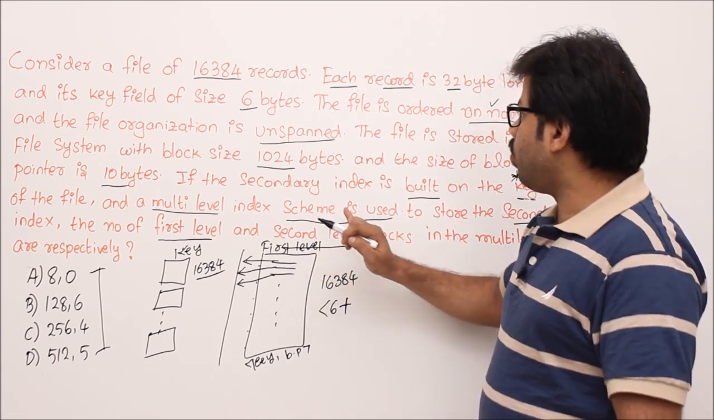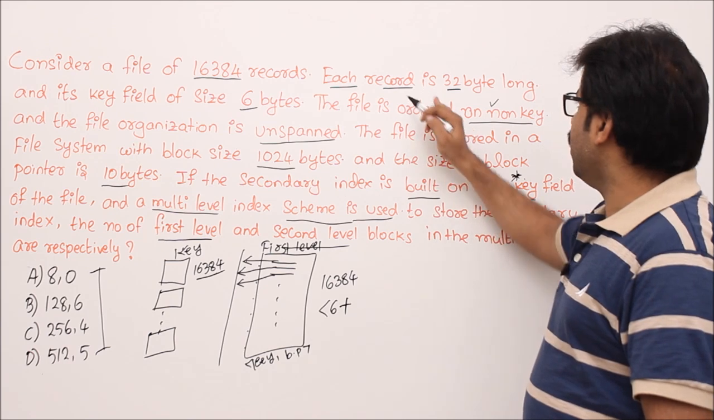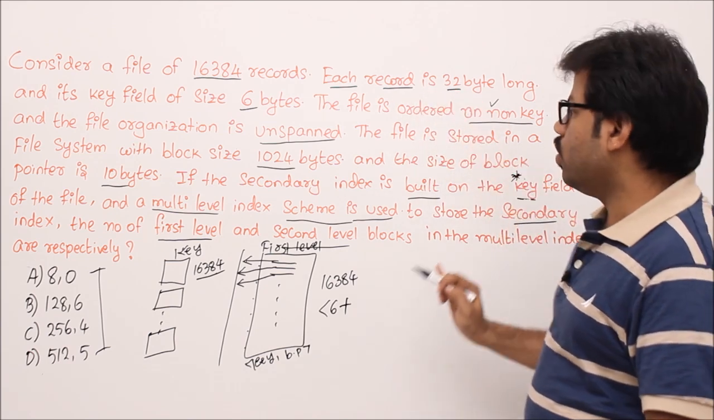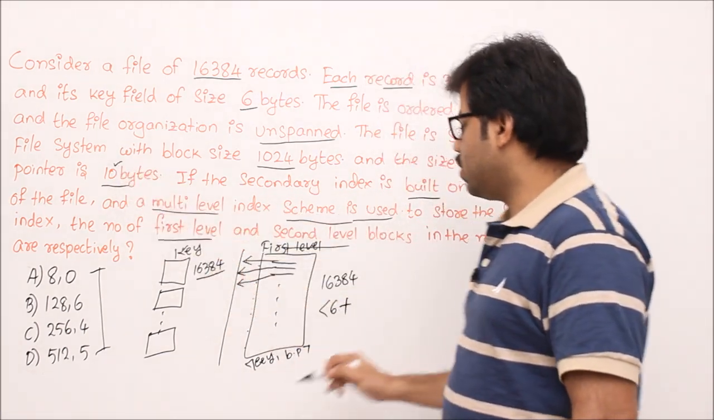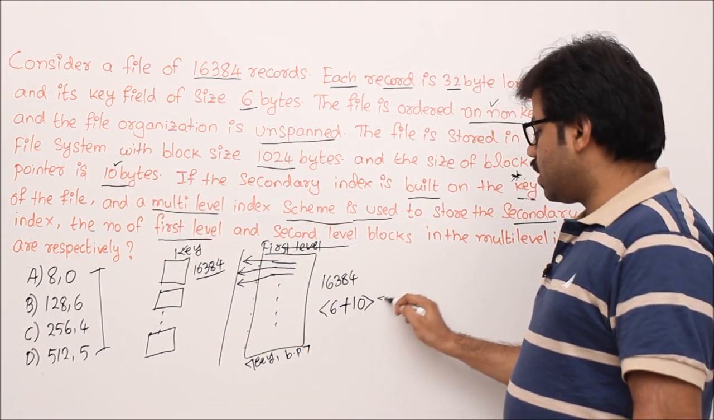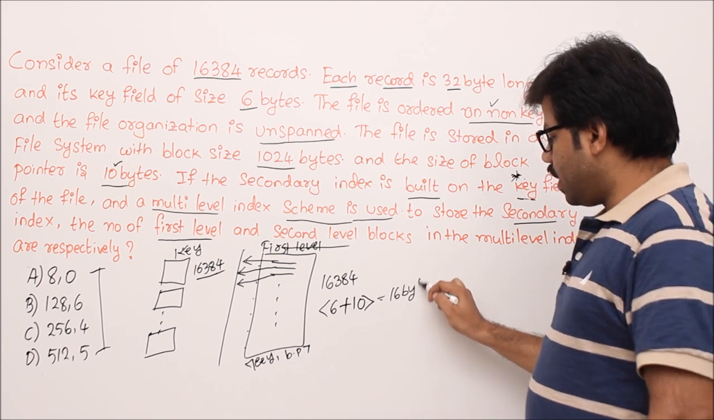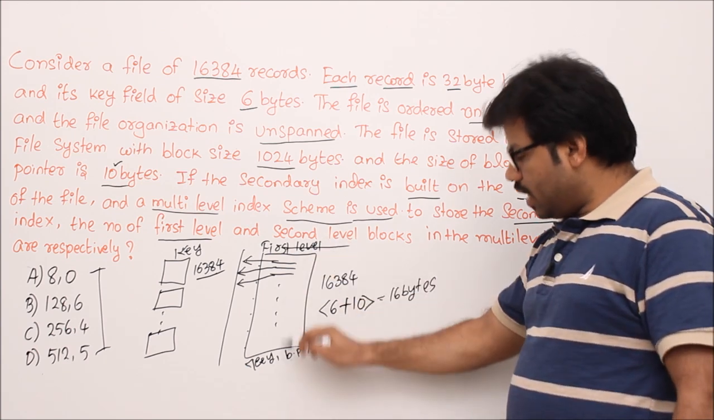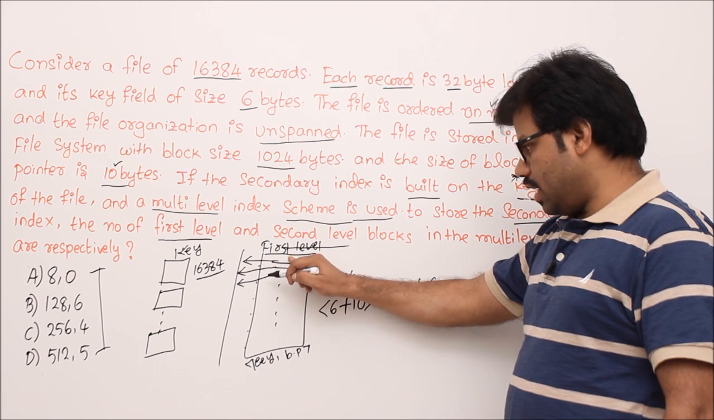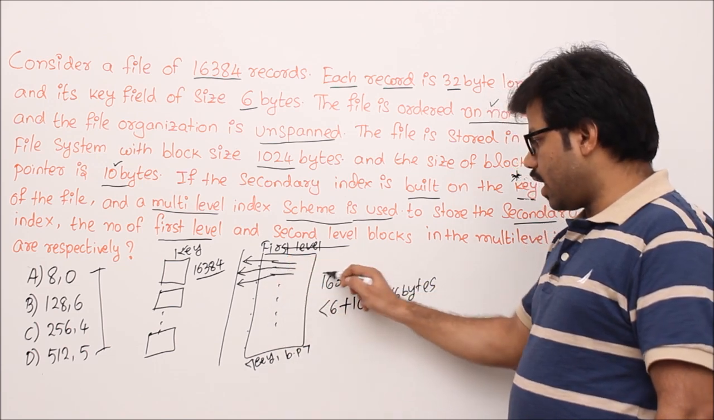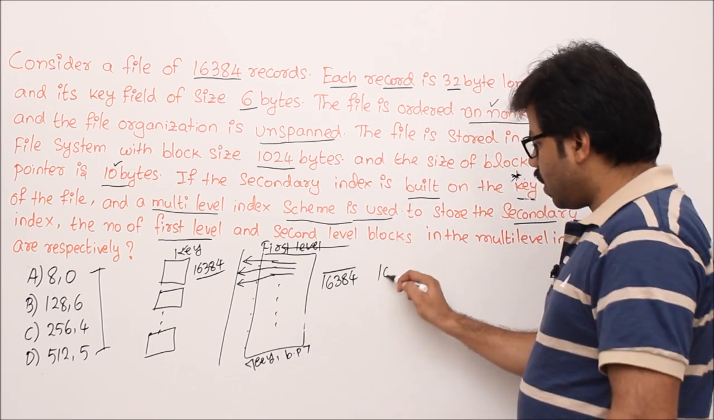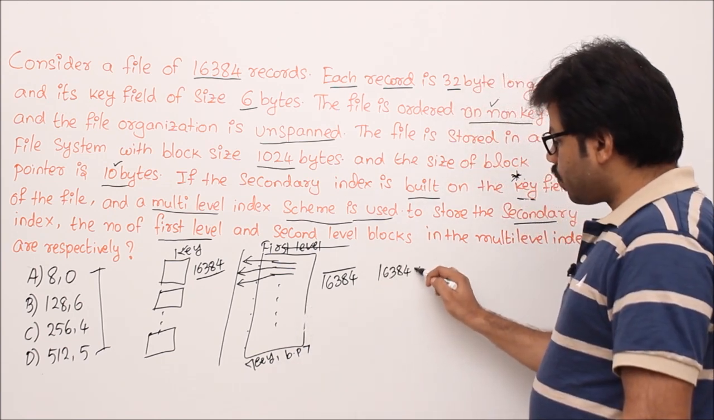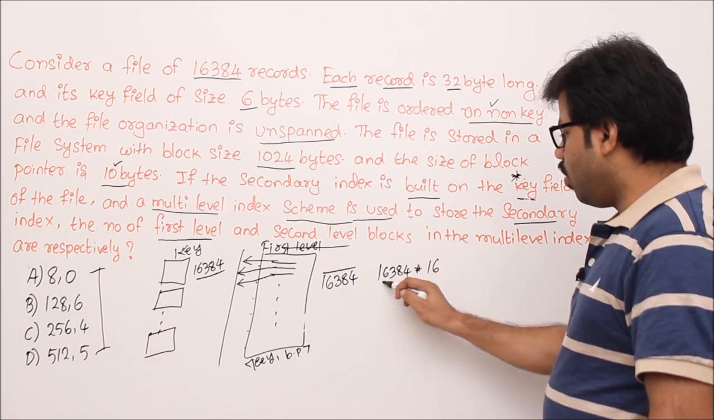The block pointer. What is the block pointer size? If you search, you get it somewhere. Each record is 32 bytes long, no. So the block pointer, if you see, yes, is 10 bytes long. So 6 plus 10, 16 bytes. So my index file has 16 bytes in each record. How many such records I have is 16,384. So finally it would be 16,384 times 16. These are all bytes, right?